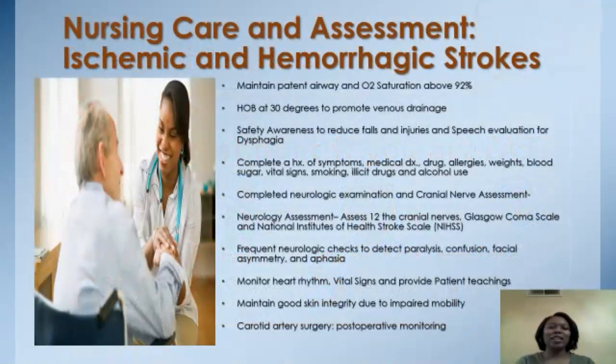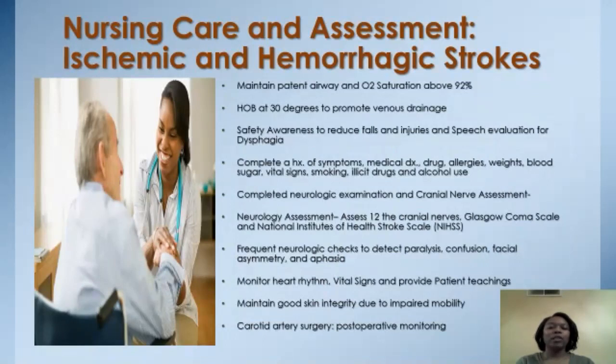Nursing care and assessment for an ischemic and a hemorrhagic stroke. Our first priority is always to maintain a patent airway. The patient's oxygen saturation must be 92% or above. The head of the bed should be elevated between a 25 and 30 degree angle to promote venous drainage.